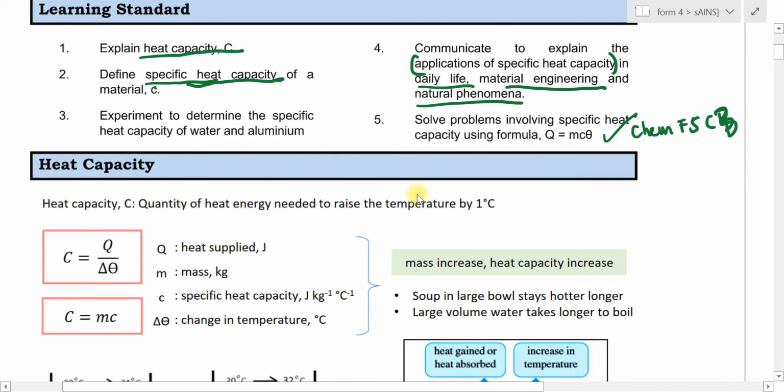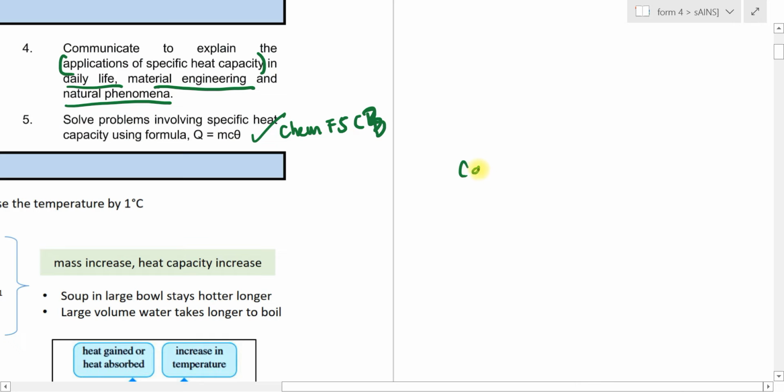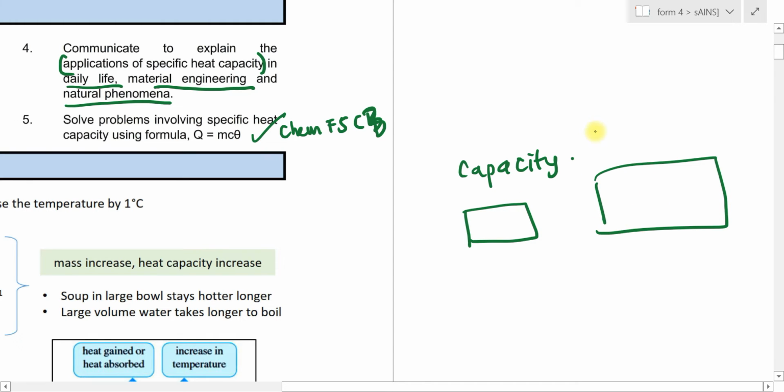Okay, heat capacity tu apa dia? Capacity. Okay, capacity tu apa maksud? Kita tengok dulu apa tu capacity. We get the general idea of capacity. Capacity ni had muatan. Contoh, kita ada satu bas kecil, kita ada satu bas besar. Kalau bas besar, dia boleh menampung 40 orang penumpang. Kalau bas kecil, dia boleh menumpang, let's say, half of it, 20 orang je. Jadi, ini bas A, ini bas B.